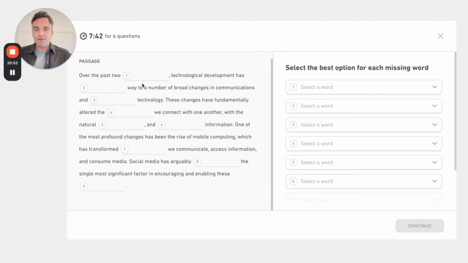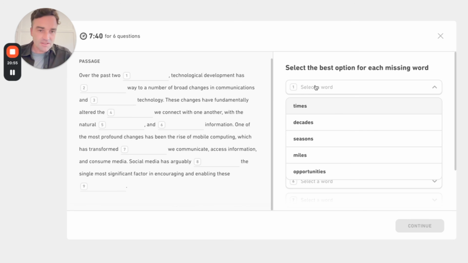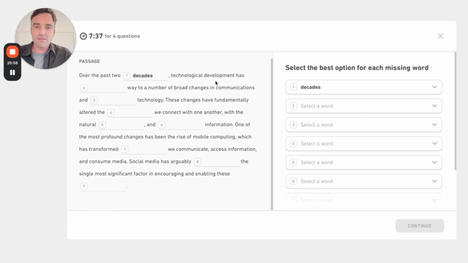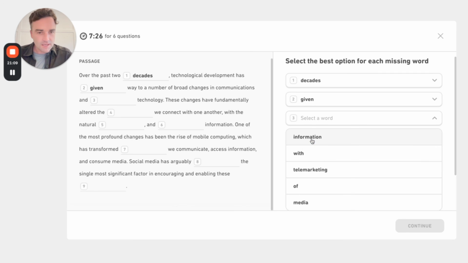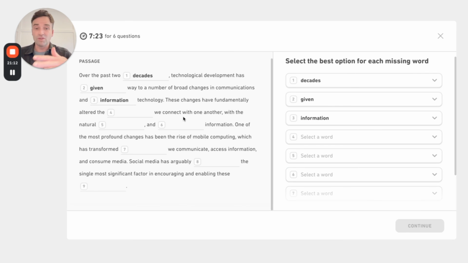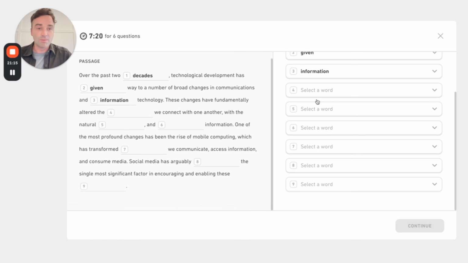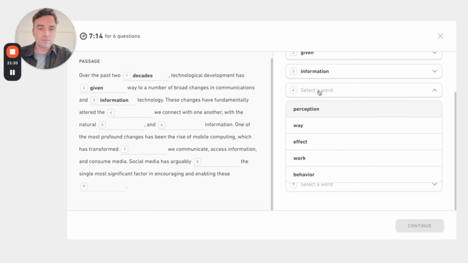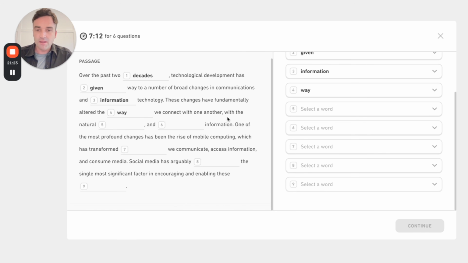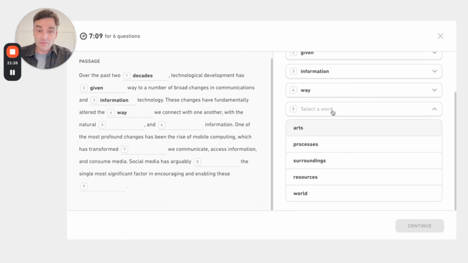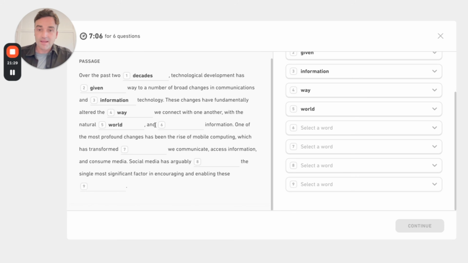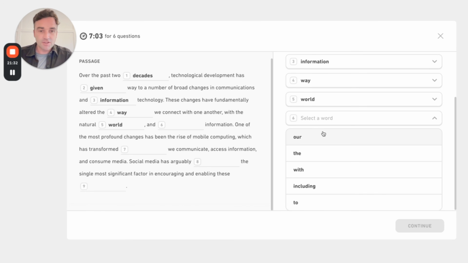Okay, let's get started. Over the past 2 decades, yes, yeah, technological development has given way to a number of broad changes in communications and information technology. Yeah, there it is. Great. You can sometimes guess before you even click on the drop-down menu. These changes have fundamentally altered the way we connect with one another, with the natural world. Yeah. And something information.